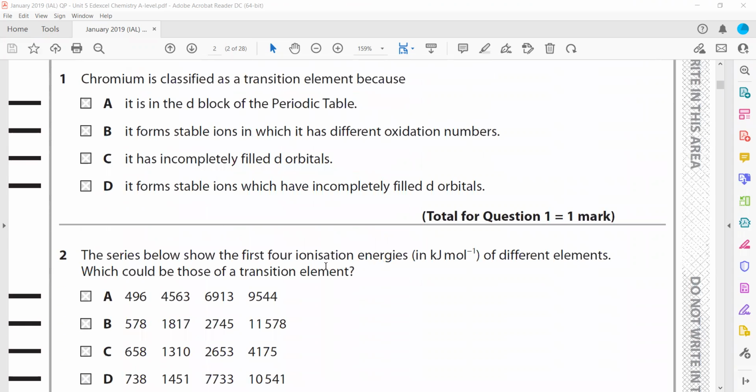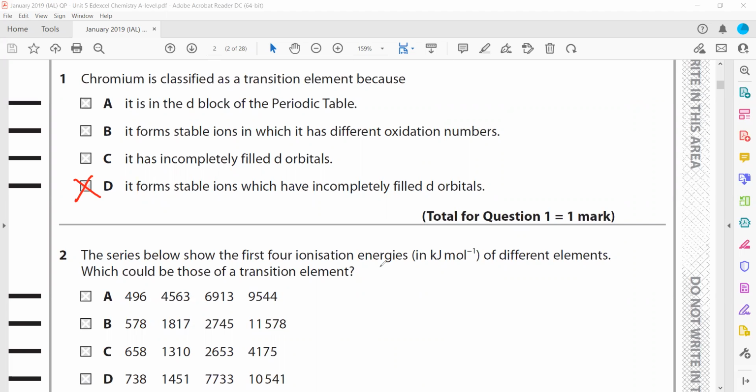Question number 1. Chromium is classified as a transition element because... So basically, what is the definition of a transition element? A transition element forms a stable ion with an incomplete d orbital. And this definition, because scandium and zinc do not follow this definition, that's why they're not considered transition elements. So it forms a stable ion with an incomplete d orbital. That's why D is the right answer.